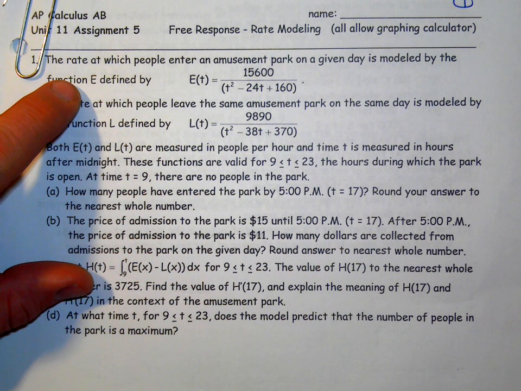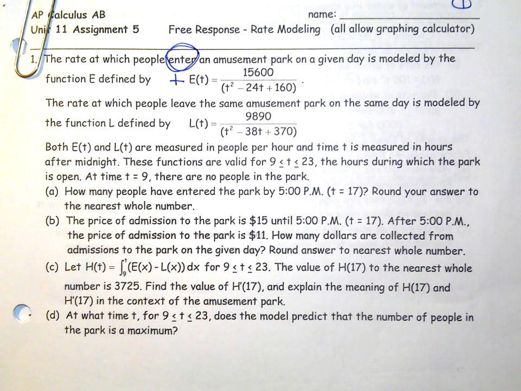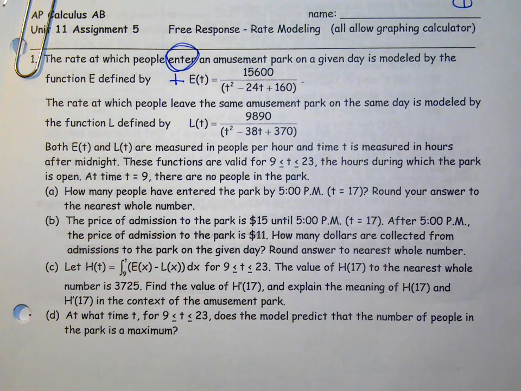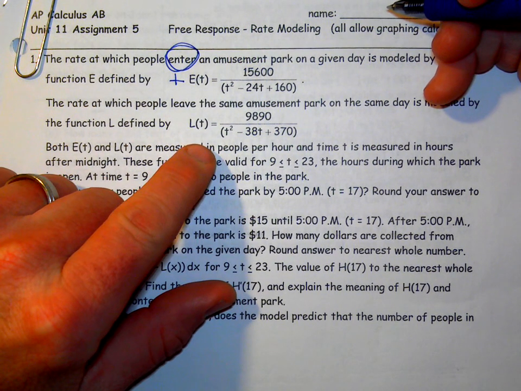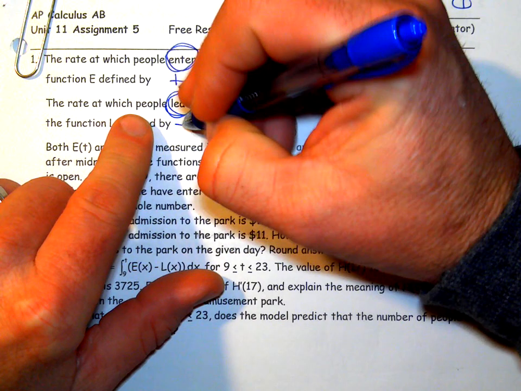So the rate at which people enter an amusement park, so this is entering. So this is addition. I like to emphasize which one's being added and which one's being subtracted, because the one that's being taken away won't usually have a negative. The rate at which people leave is that.